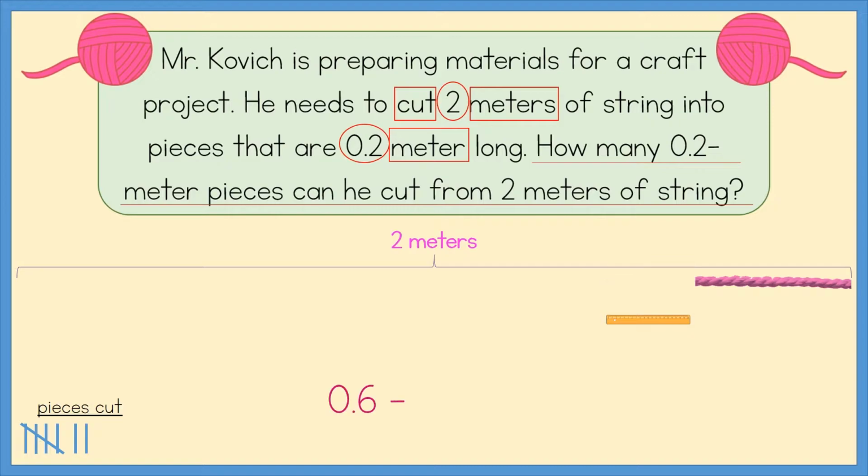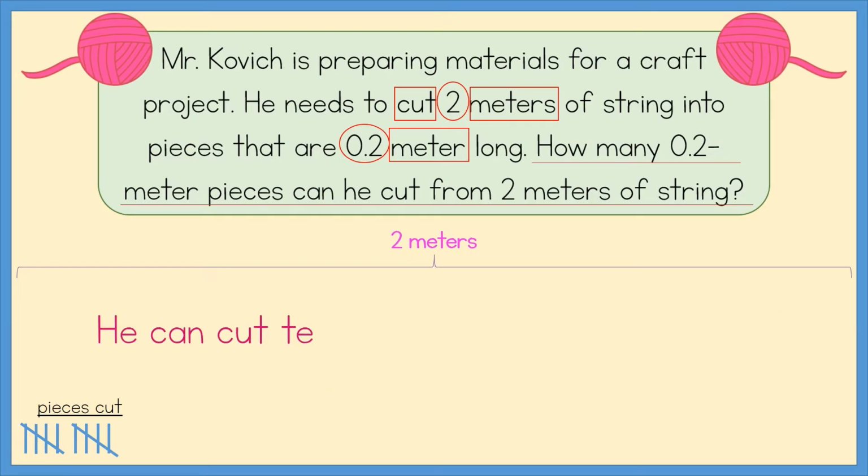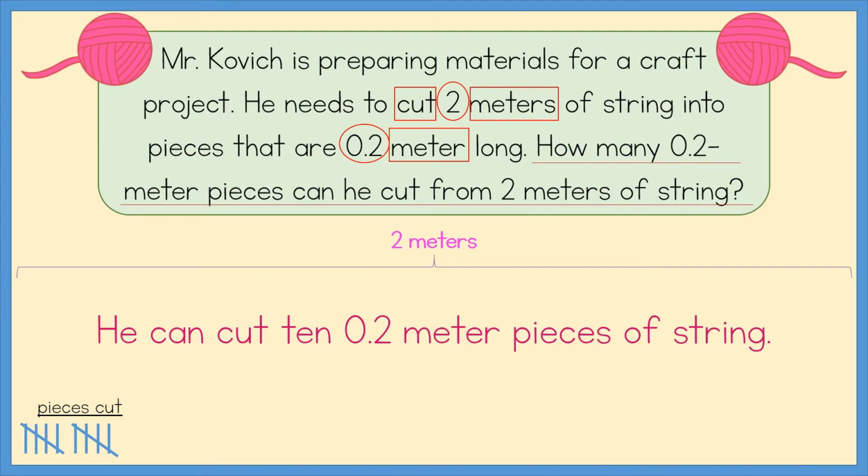There's another 2/10 cut. 6/10 minus 2/10 now equals 4/10. 8 cuts. There's another 2/10. Now 4/10 minus 2/10. 2/10. 9 cuts. And finally, one last piece that is exactly 2/10 meter long. 2/10 minus 2/10 equals 0 for the final 10th cut. He can cut 10 2/10 meter pieces of string.